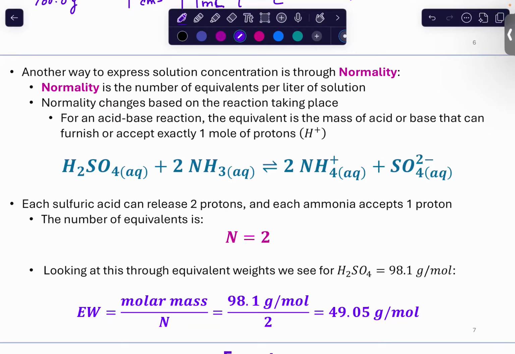It's different for redox equations. Some of the equivalents have to do with electron transfer. Acids and bases are pretty straightforward, because an equivalent is the mass of the acid or base that converts exactly 1 mole of protons.